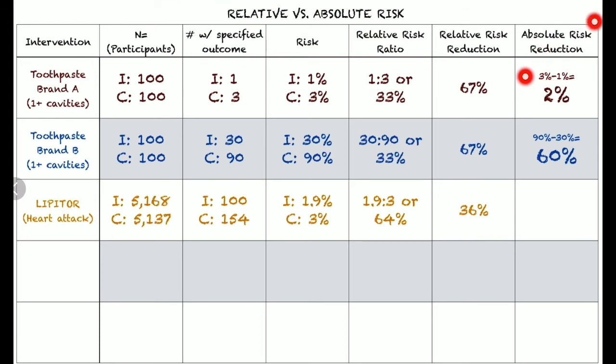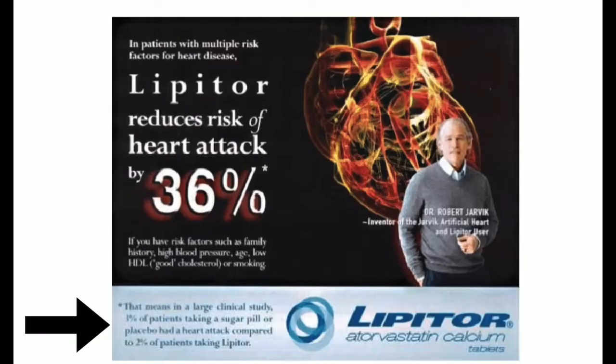Now we can ask ourselves, what is the absolute risk reduction of Lipitor? So let's go back to this. 3% of people who did not take Lipitor had a heart attack, and 1.9% of people who did take Lipitor had a heart attack. So what is the absolute risk reduction? 1.1%. Now, in fairness, the Lipitor ad actually points this out. In a large clinical study, 3% of patients taking a placebo or sugar pill had a heart attack compared to 2% of patients taking Lipitor. So they show you right here, the difference is about 1%. And in our calculations, we saw it was 1.1. They're just rounding here, but they actually show you this in the ad.